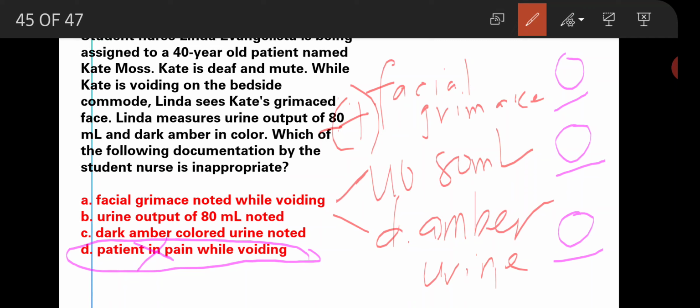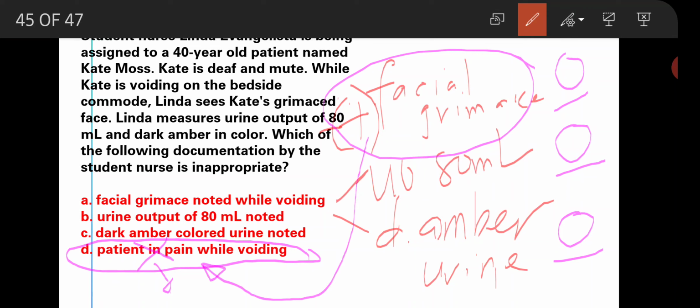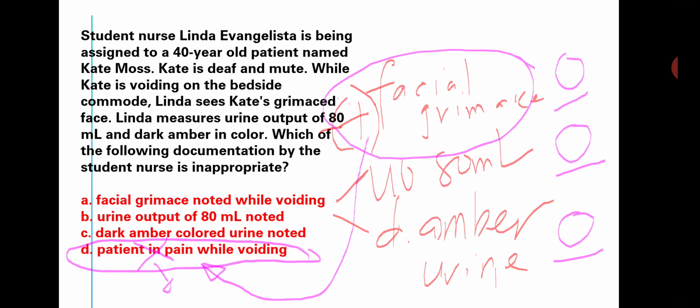Can you consider it as subjective or objective data? First, patient in pain was never mentioned in this situation. The client, Kate, did not tell Linda that she is in pain, right? So patient in pain, because of facial grimace, the nurse is making an assumption that the patient is in pain. Therefore, patient in pain while voiding is an example of an inference. Okay, next.